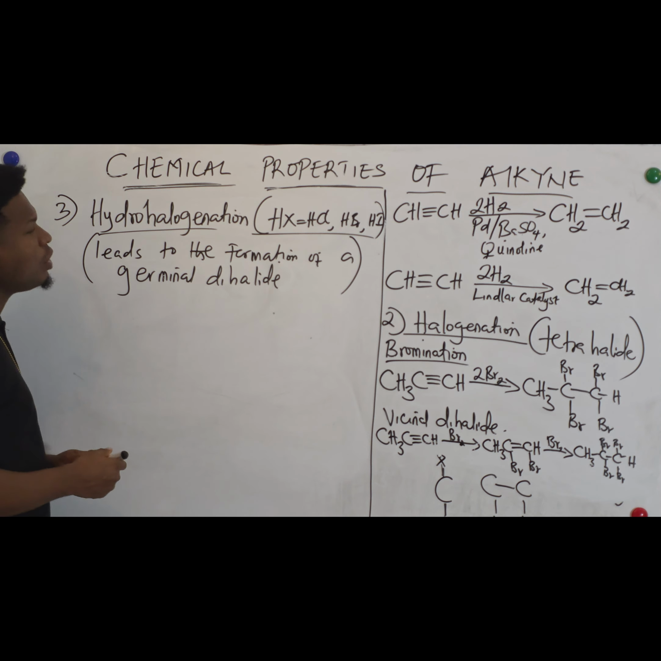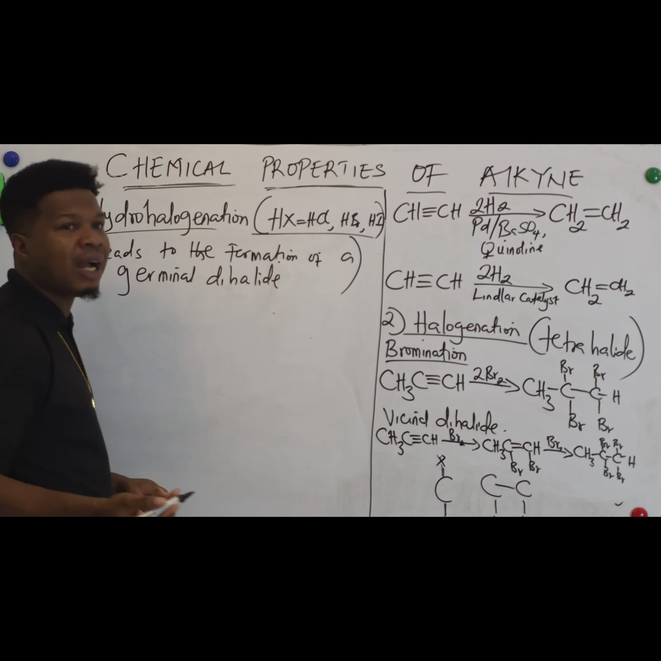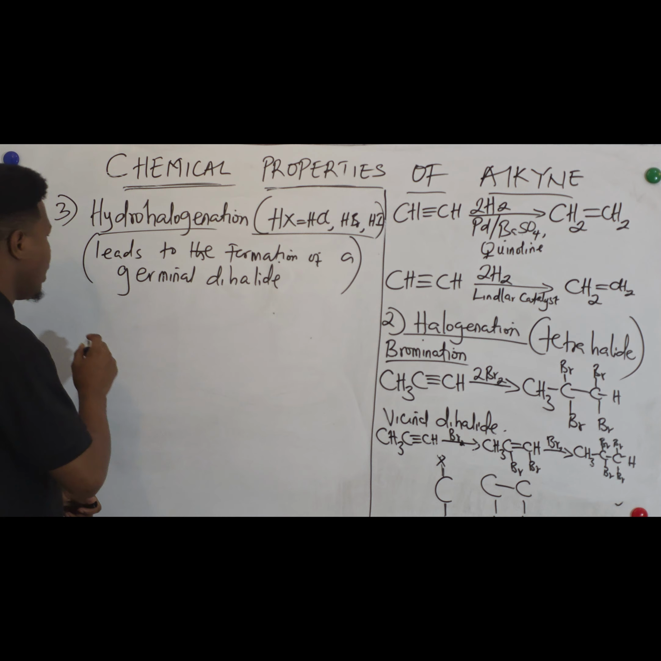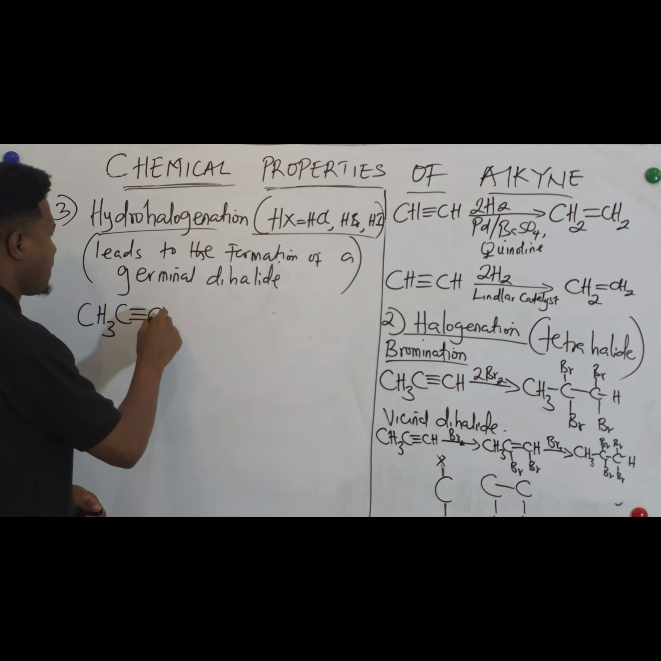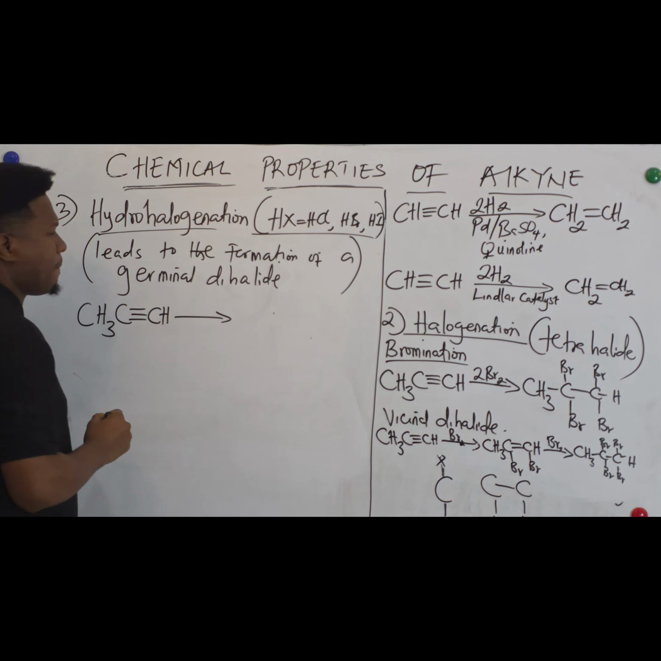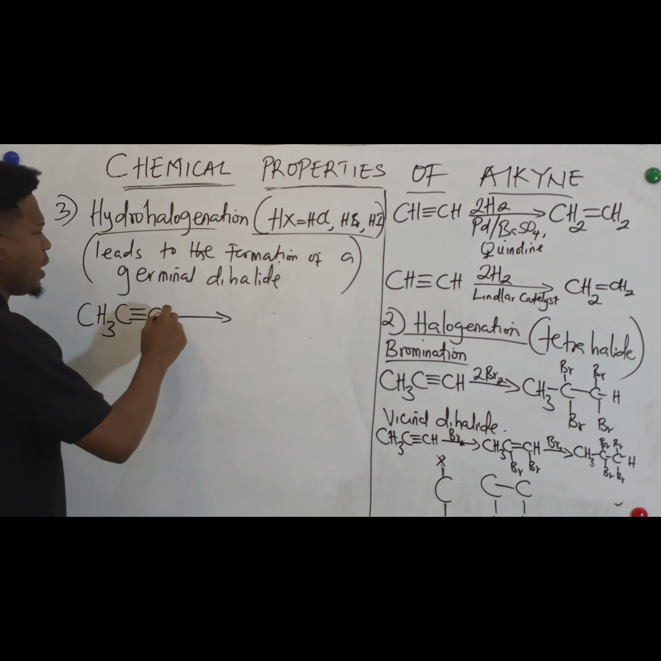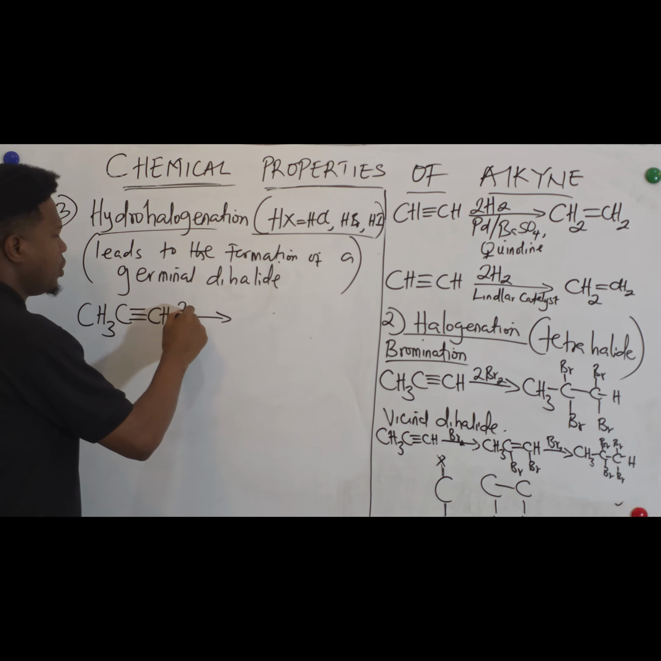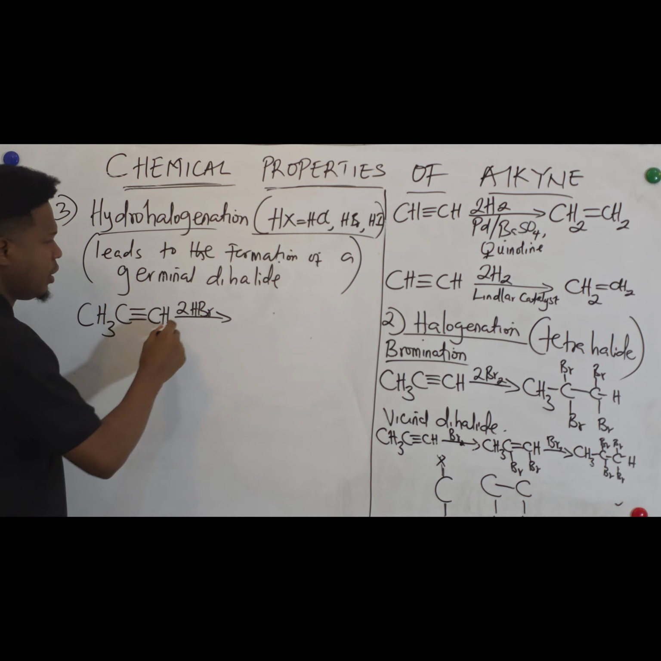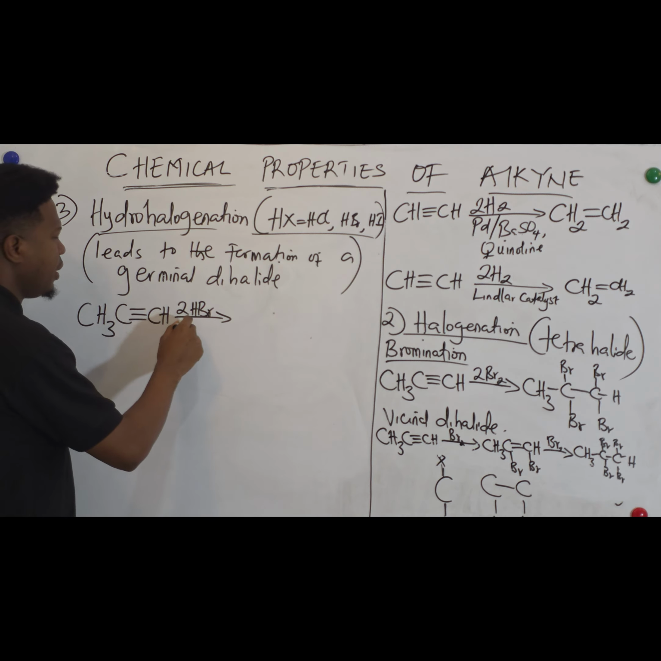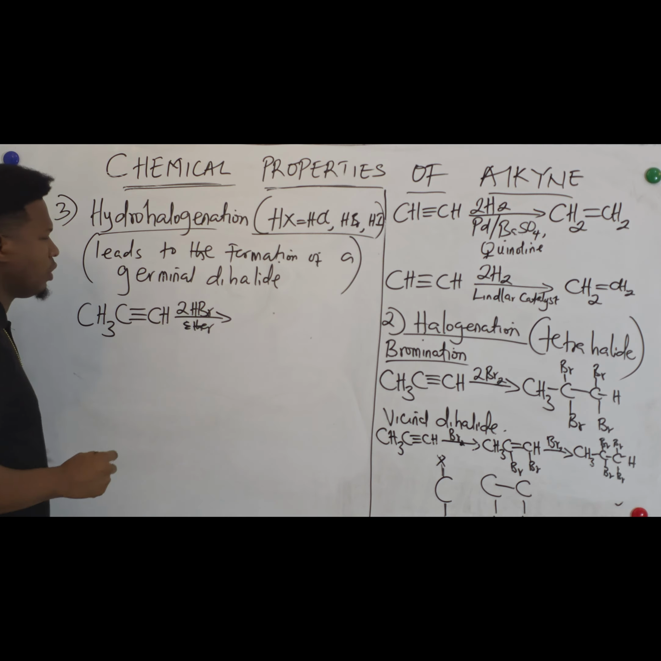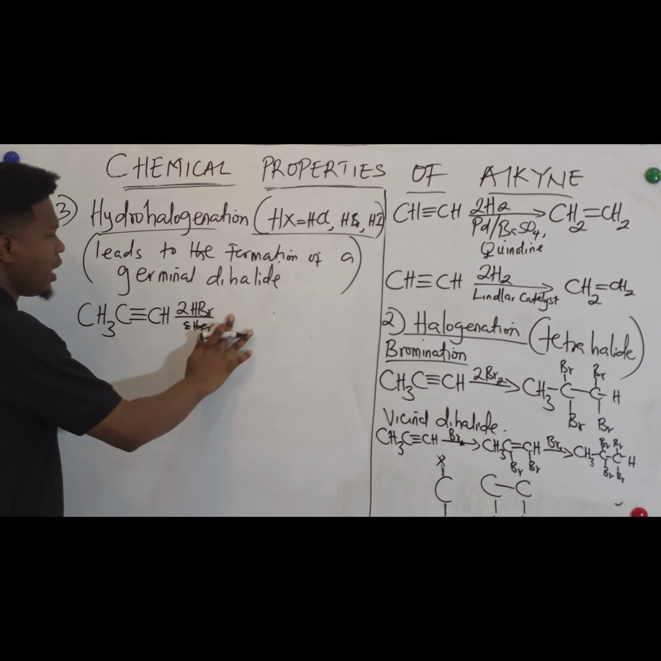So now let's quickly look at the reaction. Let's use an unsymmetrical alkyne so it will follow the Markovnikov's rule. Let's say we have something like this now. Let's say we are going to look at the addition of what? HBr. 2 moles of HBr. So it could be in ether, which is the solvent. For this reaction, the reaction will proceed twice. It will go 2 times.